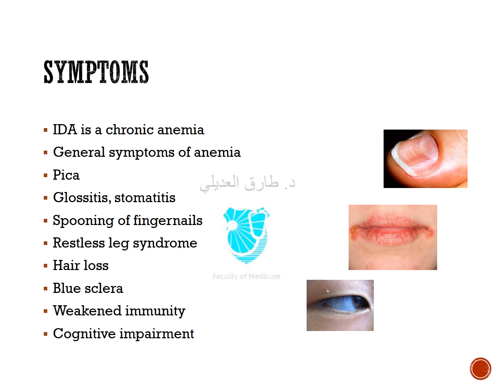Spooning of the fingernails. The fingernails become very thin and brittle, they break easily, and there is a depression in the middle, so it takes the shape of a spoon. It becomes more round and depressed. This is called koilonychia, or spooning of the fingernails.